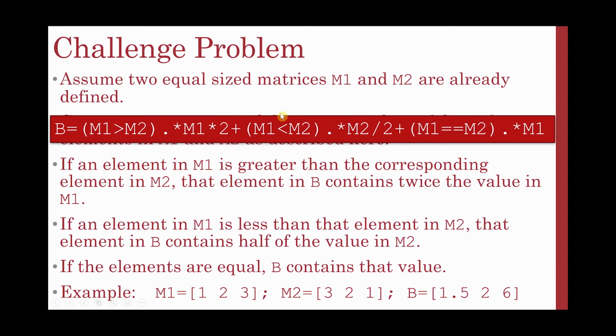In this challenge problem, we're trying to combine two equal-sized matrices based on some logic. If an element in M1 is greater than the corresponding element in M2, that element in B contains twice the value of M2. If the element in M1 is less than the element in M2, we want it to contain the value of M2. And if the elements are equal, we want it to contain, sorry, half of the value of M2 for this middle one.